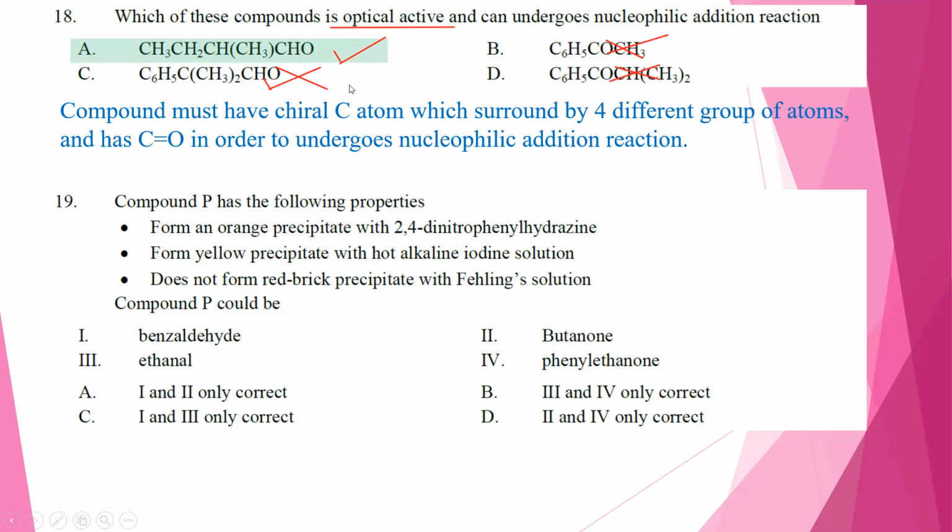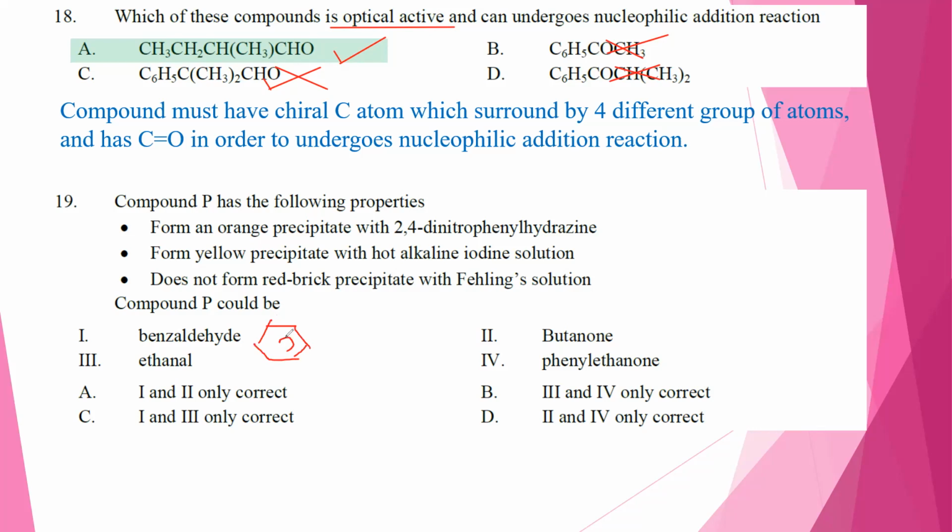Okay, then we go for number 19. Compound P has the following properties. Form orange precipitate with 2,4-dinitrophenylhydrazine, so all are carbonyl compounds, so A, B, C, D, nothing cancelled. Form yellow precipitate with hot alkaline iodine solution. So you have to know how to draw the structure for each of them.